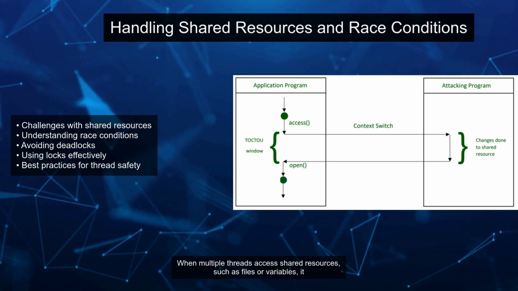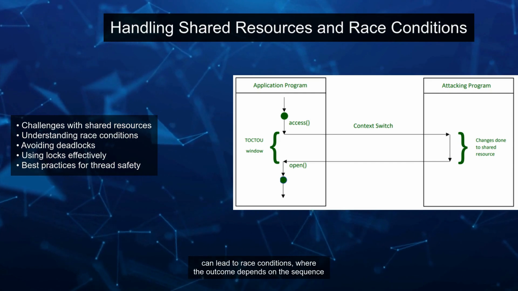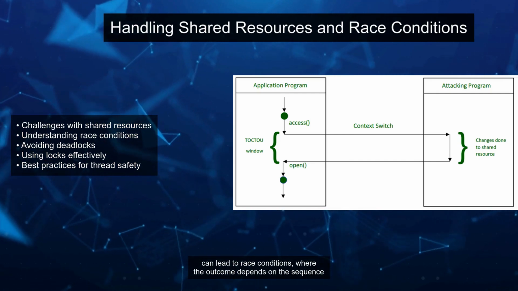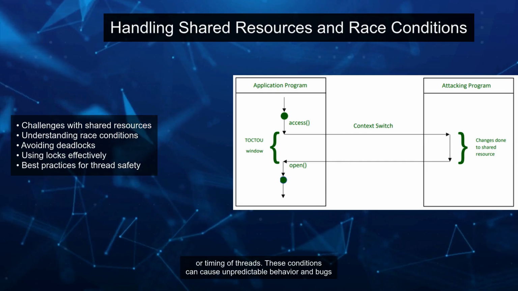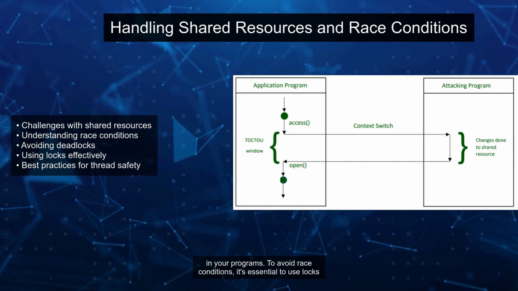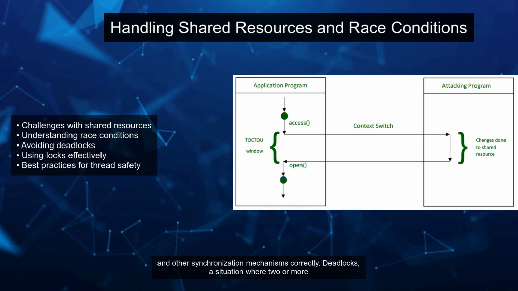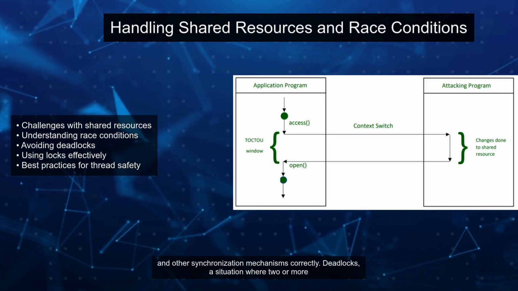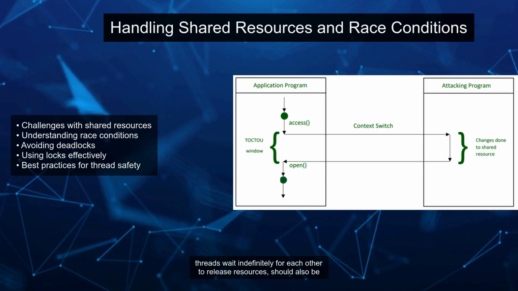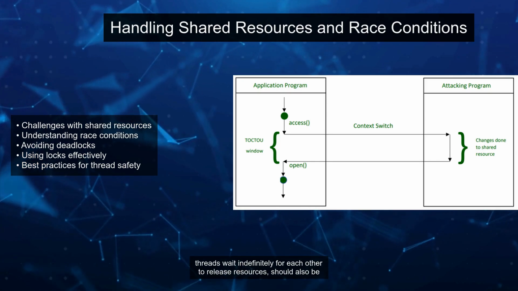When multiple threads access shared resources, such as files or variables, it can lead to race conditions, where the outcome depends on the sequence or timing of threads. These conditions can cause unpredictable behavior and bugs in your programs. To avoid race conditions, it's essential to use locks and other synchronization mechanisms correctly. Deadlocks, a situation where two or more threads wait indefinitely for each other to release resources, should also be avoided.